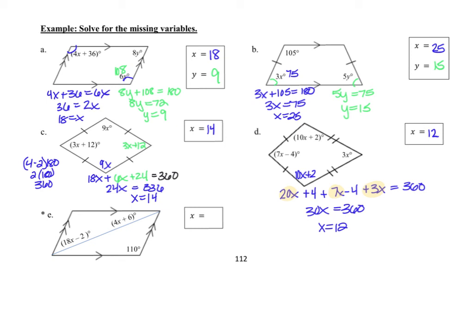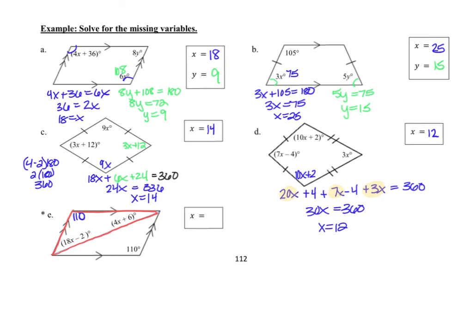Now let's take a look at letter E. We have a parallelogram, and it appears that this angle only is 4x plus 6. So not the whole angle, but just this one up here is going to be 4x plus 6. And then just this part of the angle down here is going to be 18x minus 2. What I do know is that the opposite angle from that 110 is also going to be 110 degrees. So I still don't have enough information to find this angle, but what I do have is a triangle. So if you look here, we now have enough information using the triangle sum theorem to solve for x.